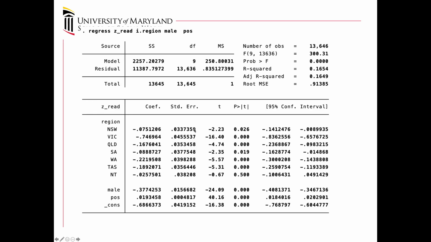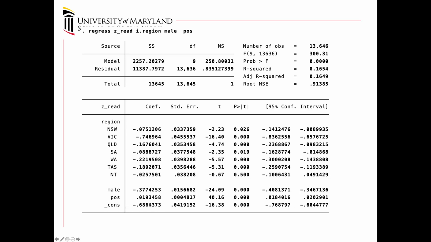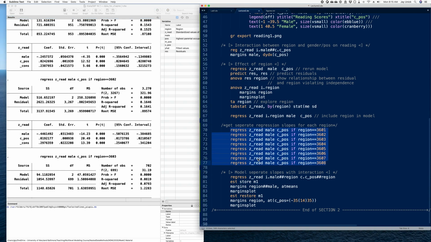So the first thing we do is look at the different intercepts and see if there is evidence for differences across the intercepts. All I've done here is use the variable called region. I put the i dot in front of region, and it gives me a coefficient for each region. So this model allows for each region to have its own intercept. This constant value right here, I'm going too far ahead. Let me just stop and show you the regression here.